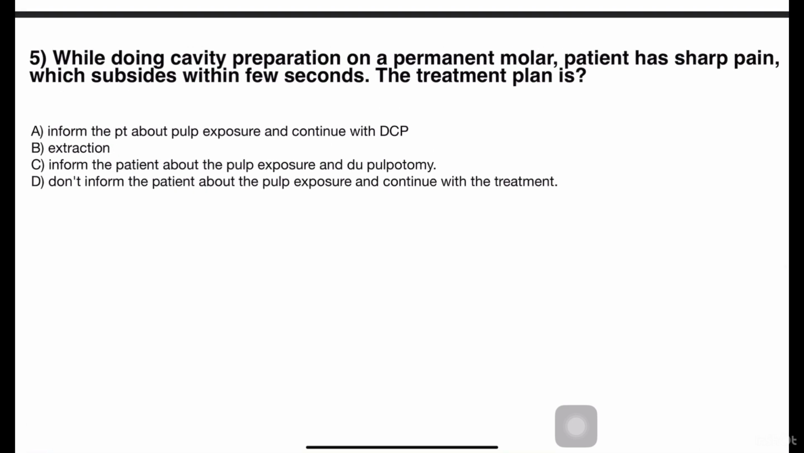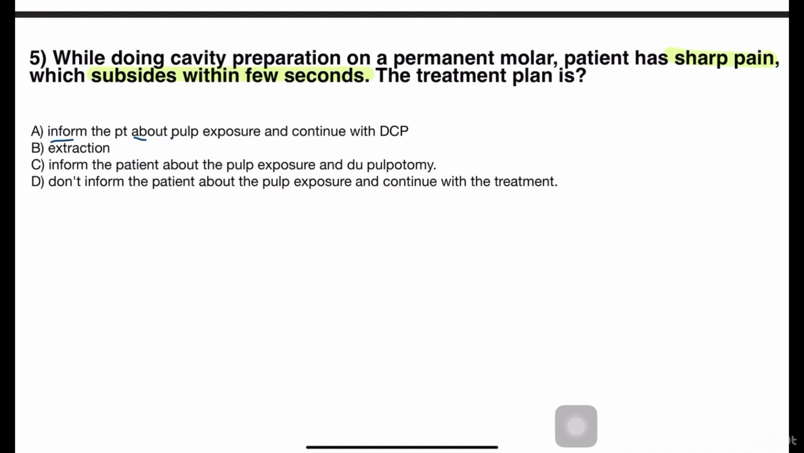Next, while doing cavity preparation on a permanent molar, the patient has sharp pain which subsides within a few seconds. This is the main sharp pain and subsides within a few seconds. The treatment plan options are: inform the patient about pulp exposure and continue with DCP; inform the patient about the pulp exposure and do pulpotomy; and don't inform the patient about the pulp exposure and continue with the treatment.